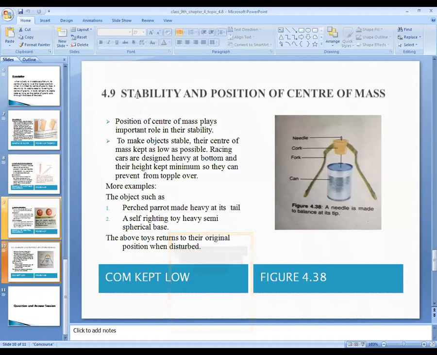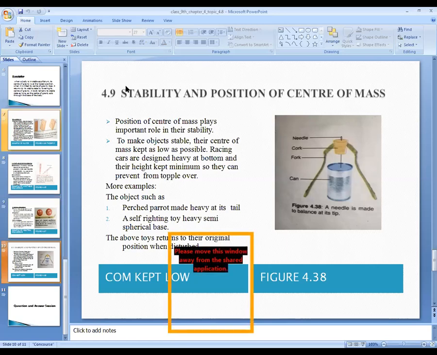So this is the new topic. The states of equilibrium have been finished. Now we have started the new topic, 4.9 on page number 102 of your 9th class textbook: Stability and position of center of mass. The position of the center of mass plays an important role in stability in our life. We can say that stability and the position of the center of mass play a very important role.